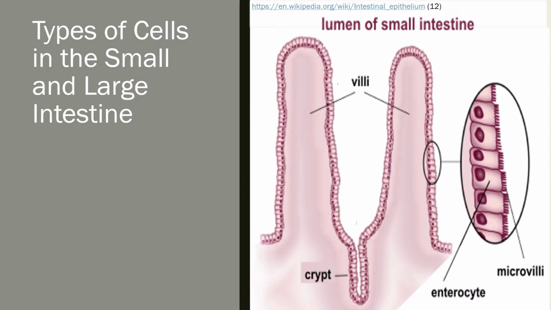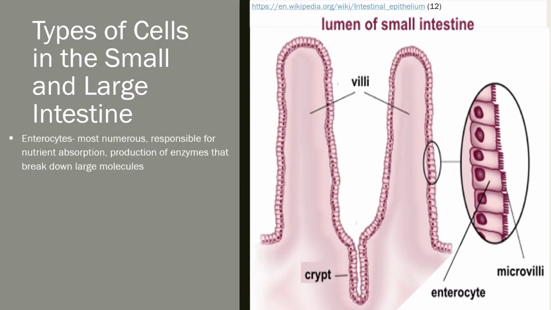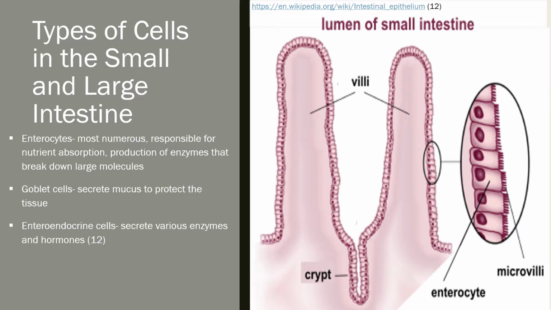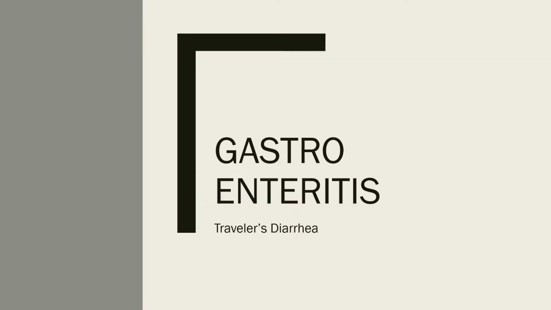So before I get into the diseases, I actually want to get into the different types of cells in the small and large intestine, because these are the cells that E. coli affects. So we first have enterocytes, which are the most numerous, and these cells are responsible for nutrient absorption and production of enzymes that break down the larger molecules. We have goblet cells, which secrete mucus to protect the tissue, and we also have enteroendocrine cells, which secrete various enzymes and hormones.